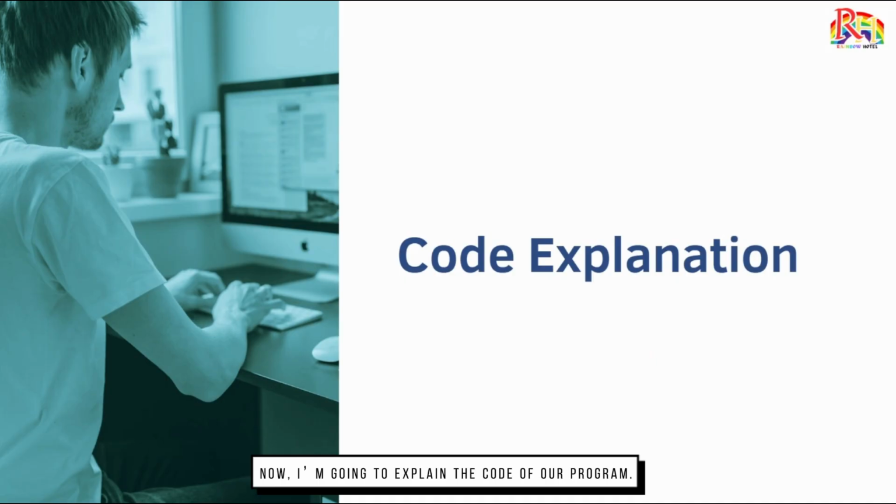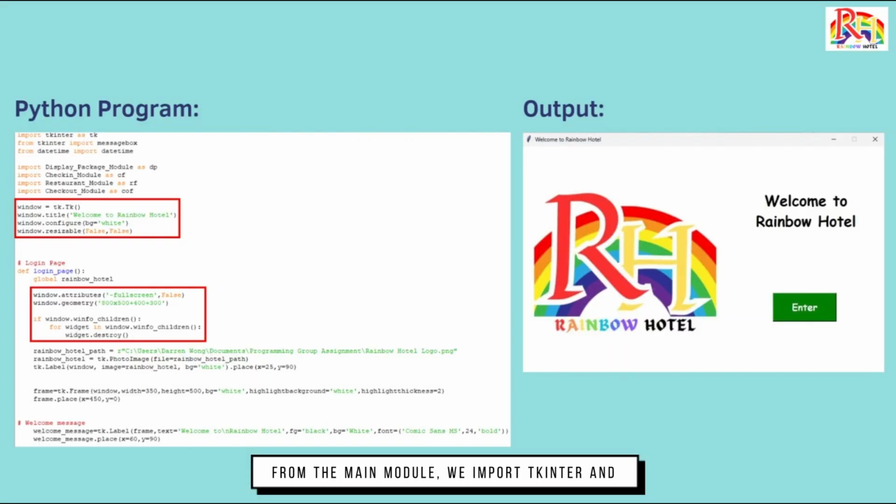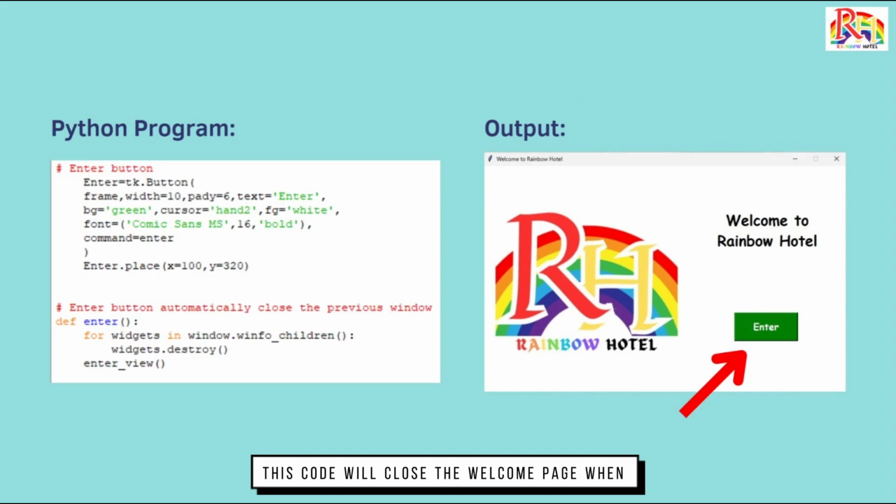Now, I'm going to explain the code of our program. First of all, I would like to explain about the code of Rainbow Hotel main module. From the main module, we import tkinter and message box, so a customized window will be displayed. We set the attributes of the welcome page to be in windowed mode. This code will close the welcome page when the enter button was pressed.